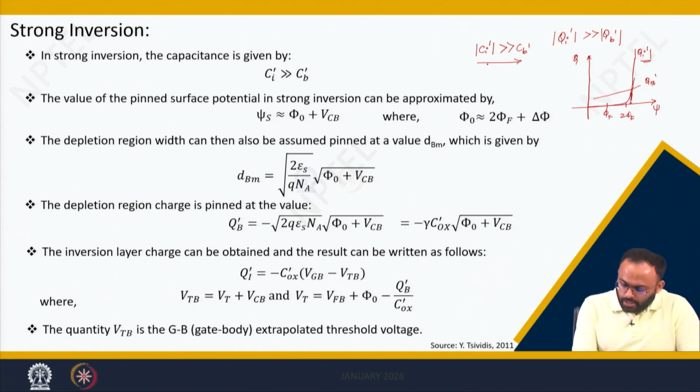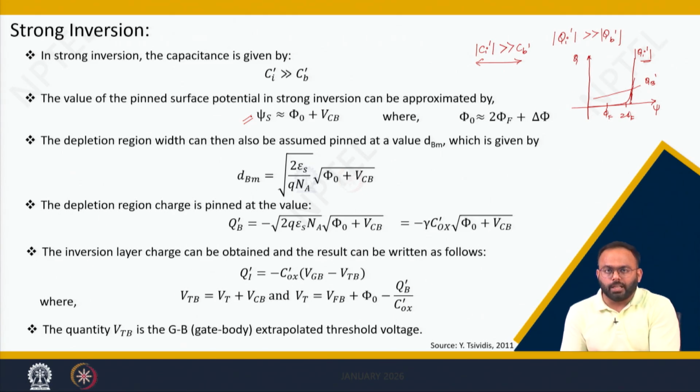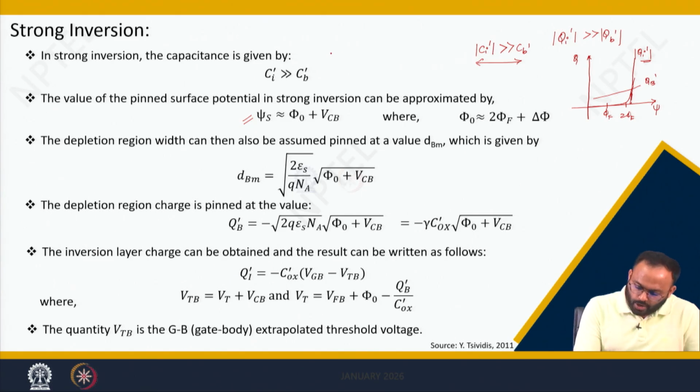This point, strong inversion, is calculated as surface potential equal to phi naught plus Vcb, because as we just discussed, all the points will get shifted to the right, meaning shifted by the Vcb. So when I am talking about the surface potential required for causing strong inversion, then surface potential should be equal to phi naught plus Vcb, where phi naught is nothing but 2 phi f plus delta phi, or you can write phi z0 plus Vcb.